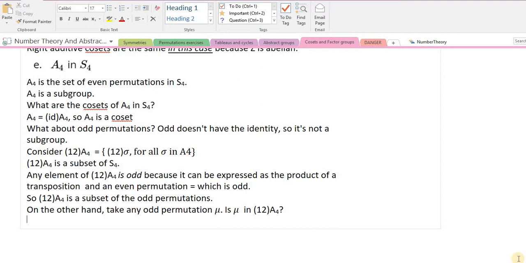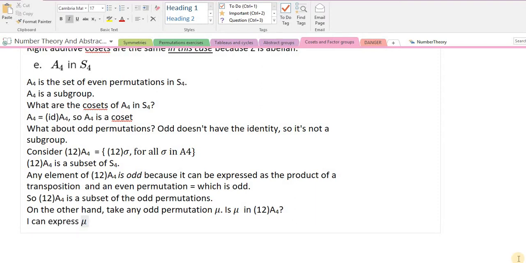It should be, because you have all even permutations, and then you're making them all odd, but you're using the same permutation across everything. Okay. All right. Now, in order to show this, I should be able to express mu as a product of (1 2) times something in A4. Okay. So let's see.